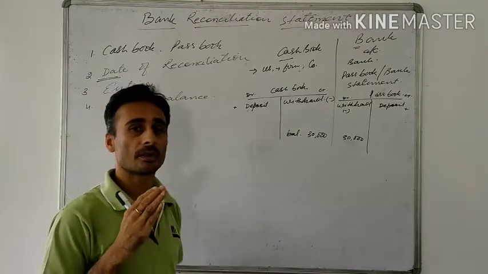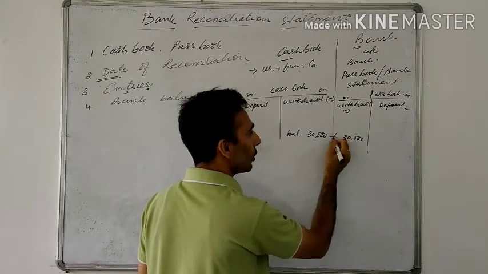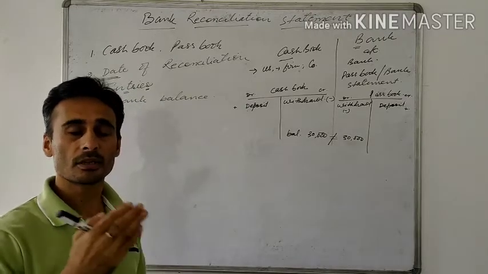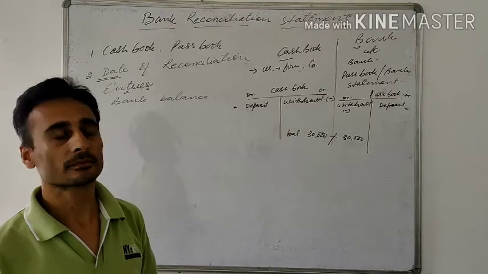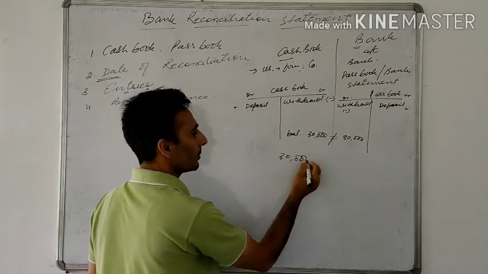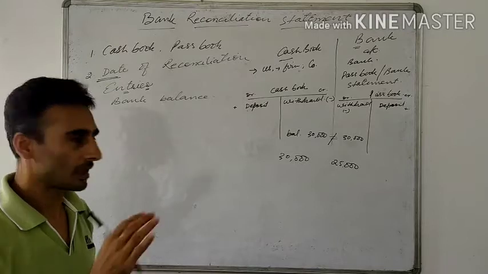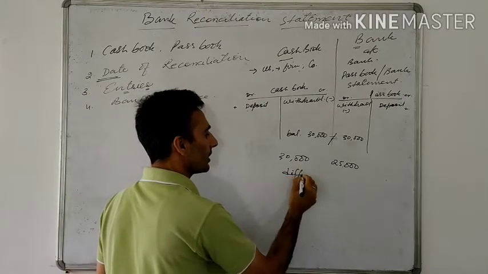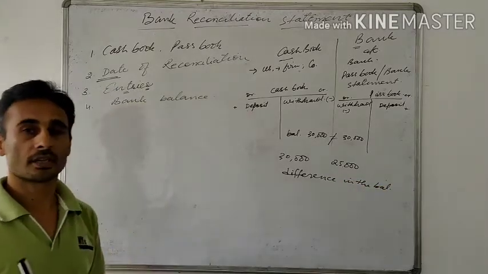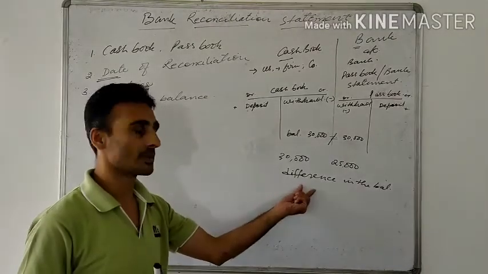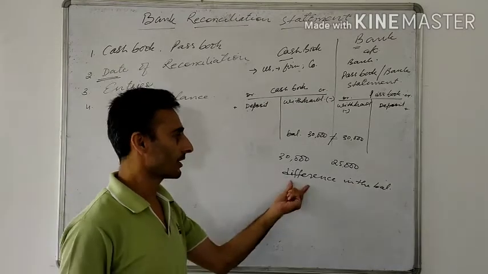But sometimes the balance shown by the cash book and the balance shown by the passbook will not be the same. There will be a difference in the balances. The cash book may show 30,000, whereas your passbook may show 25,000, or it may be the other way around. So there will be a difference in the balance. Now, why is there a difference in the balance? And this difference has to be corrected. How to correct the difference in the balance?